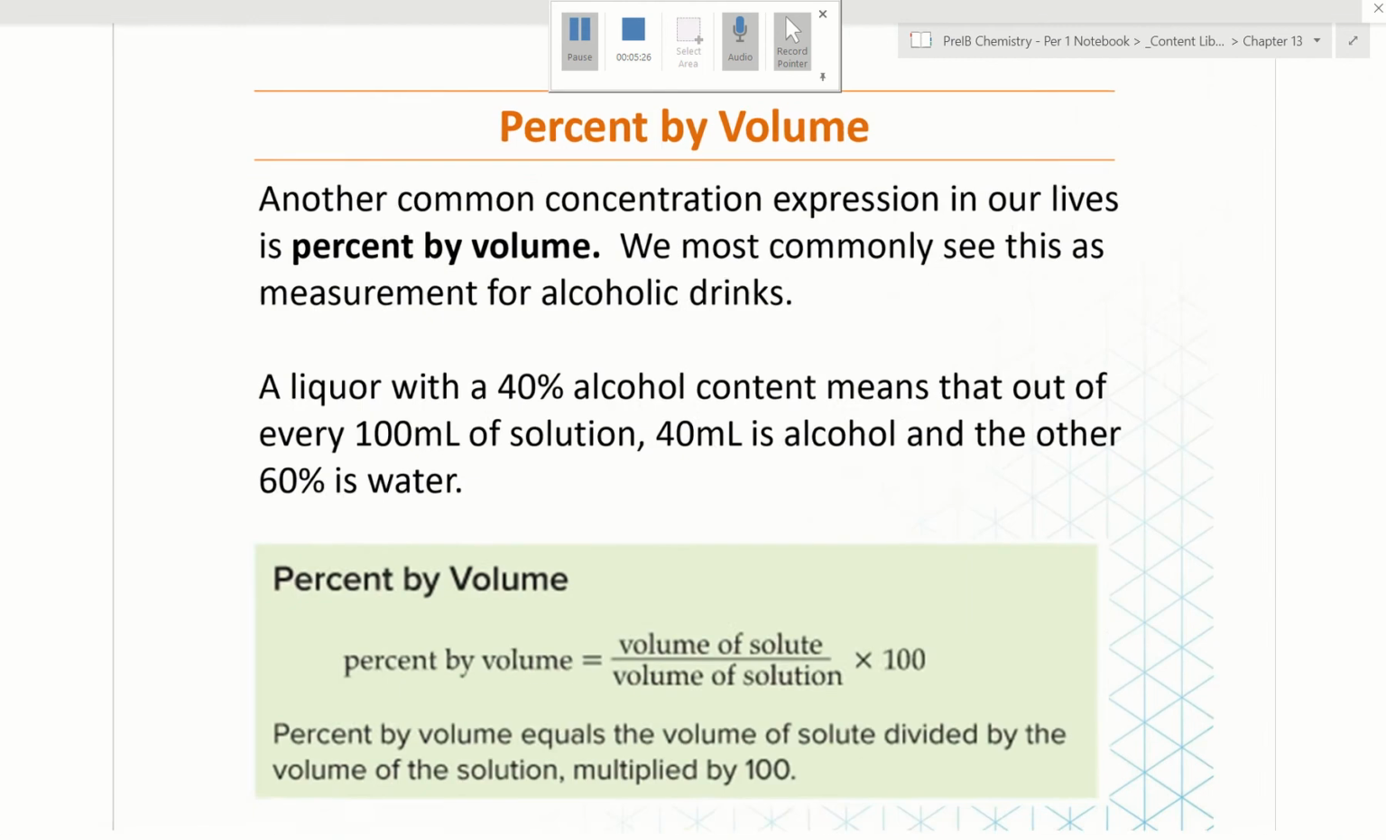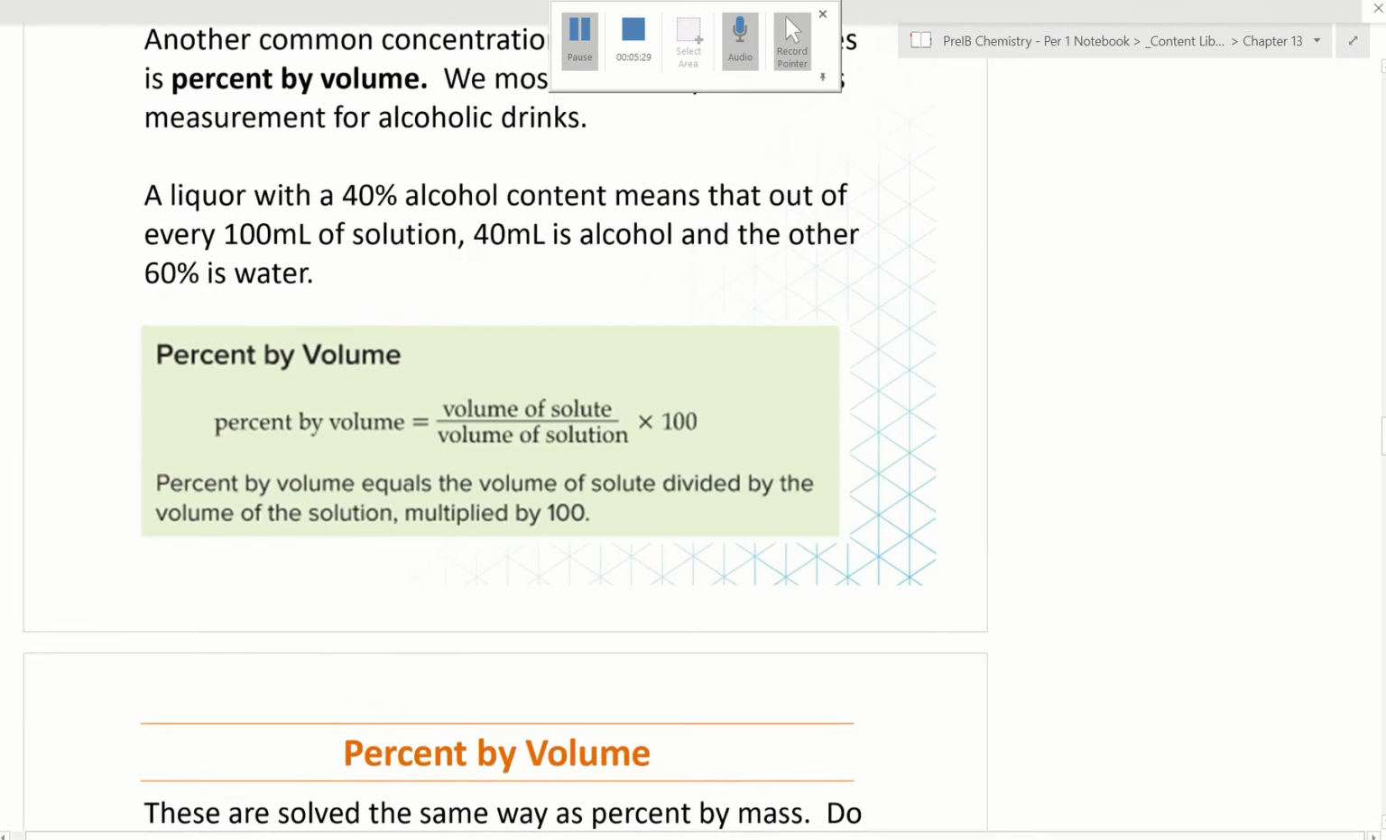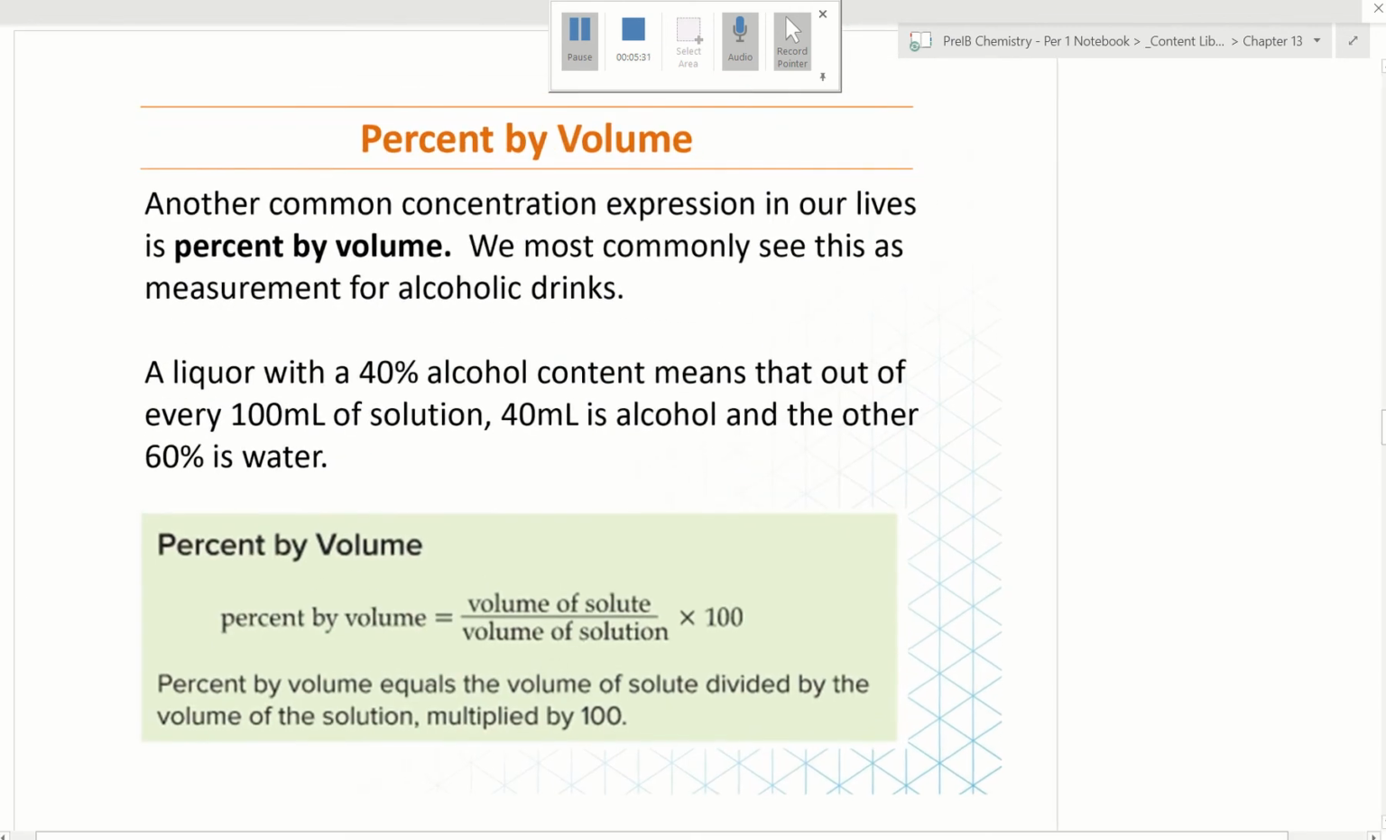All right, so another common concentration that we use in everyday life and sometimes in the lab as well is a percent by volume. A percent by volume is used typically when you have liquid solutes. So when we're mixing two liquids together, then we'll do a percent by volume. Alcohol that we use both in alcoholic drinks and in the bathroom that we call rubbing alcohol or isopropyl alcohol. They're given in percent by volume rather than percent by mass.